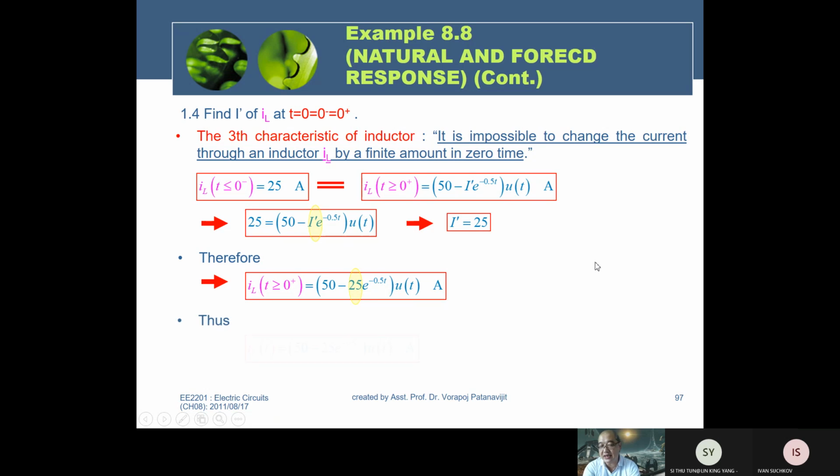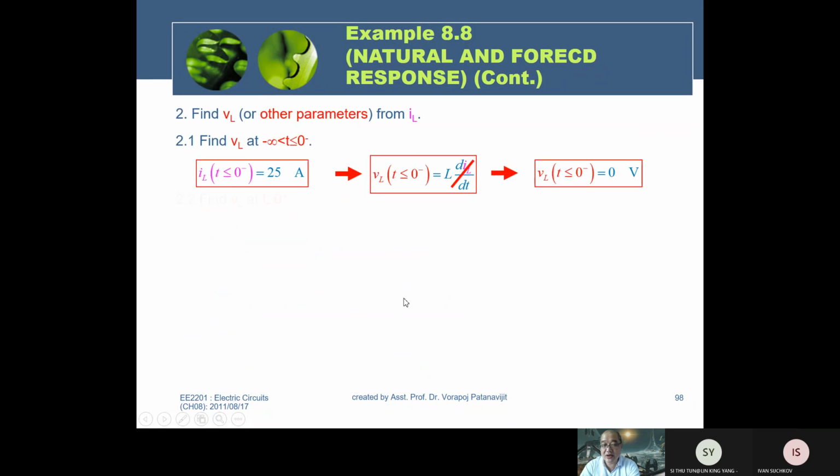Now in this case the question provides this. Therefore, IL for the overall time equals this, with a unit step. For time less than 0, it equals 25. Now, for this case, it asks you for VL. VL for time less than 0: IL equals 25, and VL equals L di by dt. IL is constant, therefore VL equals 0 for time less than 0.